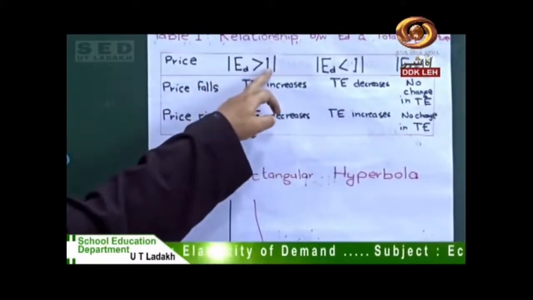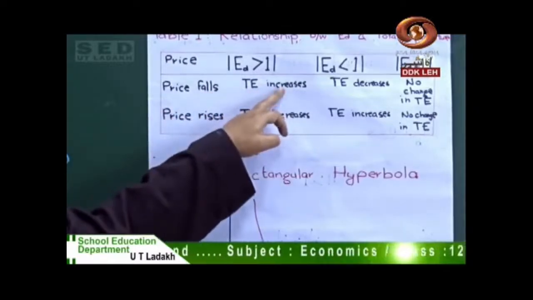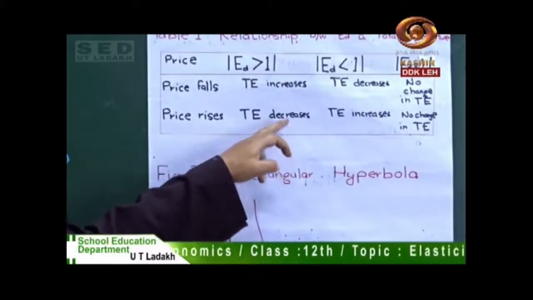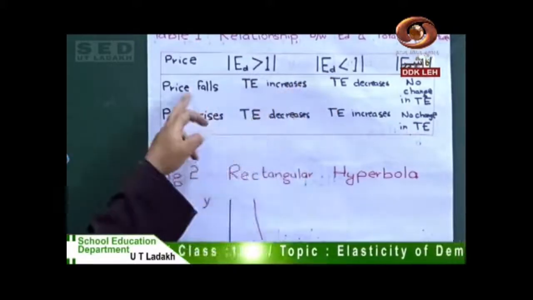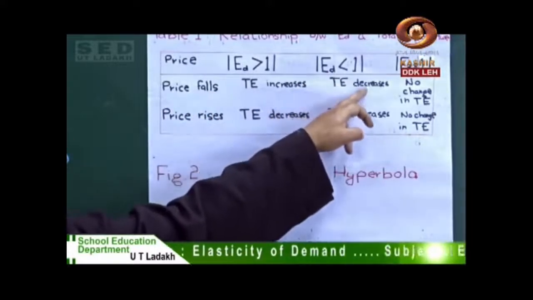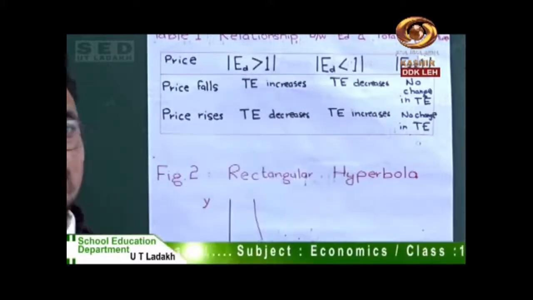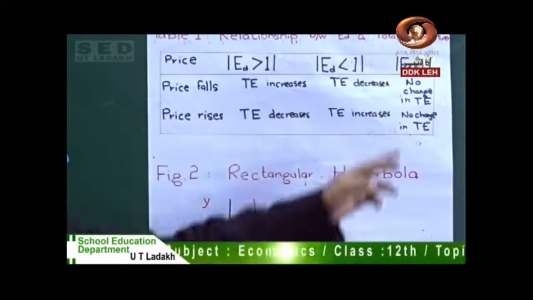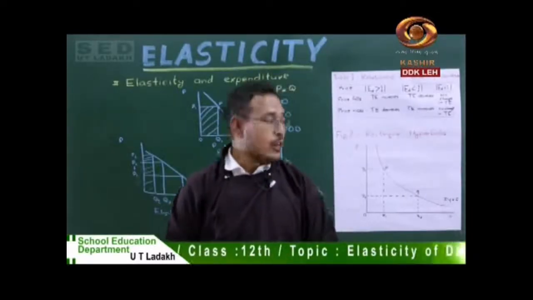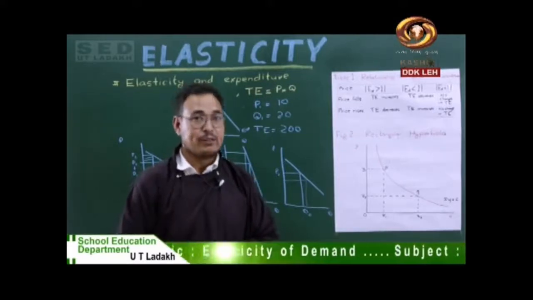So in case of an elastic demand curve, whenever there is a fall in price, total expenditure increases, and whenever price increases, your total expenditure decreases. While in case of an inelastic demand curve, whenever price falls, your total expenditure decreases, or they move in the opposite direction. While in the case of a unitary elastic demand curve, there will be no change in your total expenditure. Now we can also have a case of a constant elasticity demand curve.